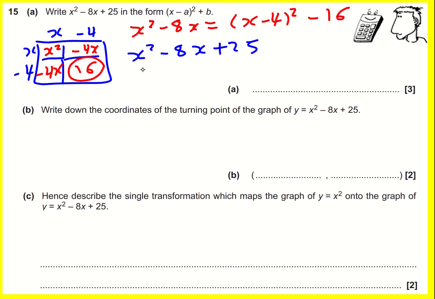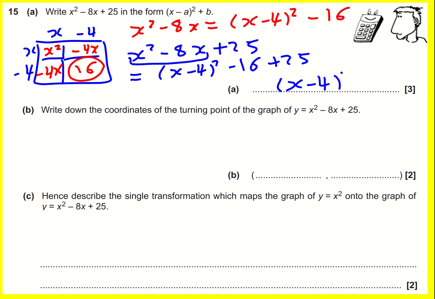So if I want x squared minus 8x plus 25, then it's going to equal x minus 4 squared minus 16 because that's what this bit is. But then I need to add on my 25 still, and so my final answer will be x minus 4 squared, and then this is going to become plus 9. And now I've got it in the completed square form that's been asked for.